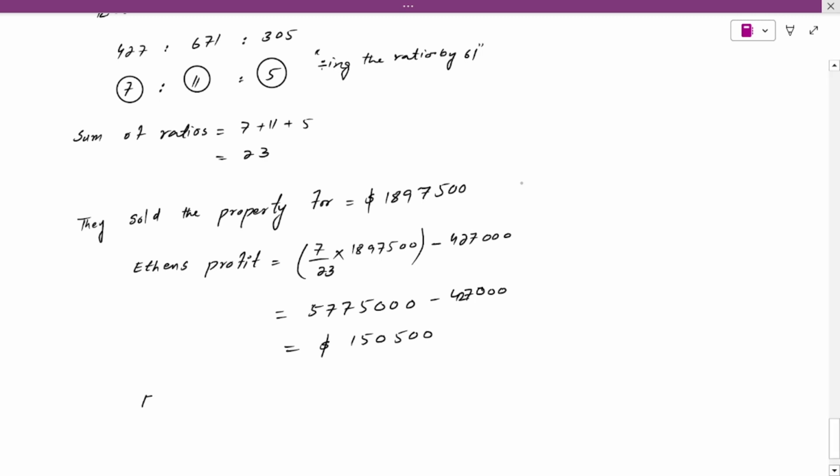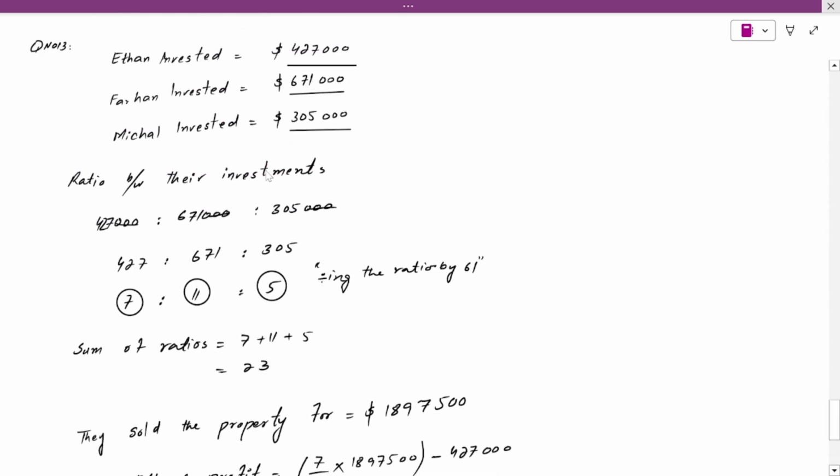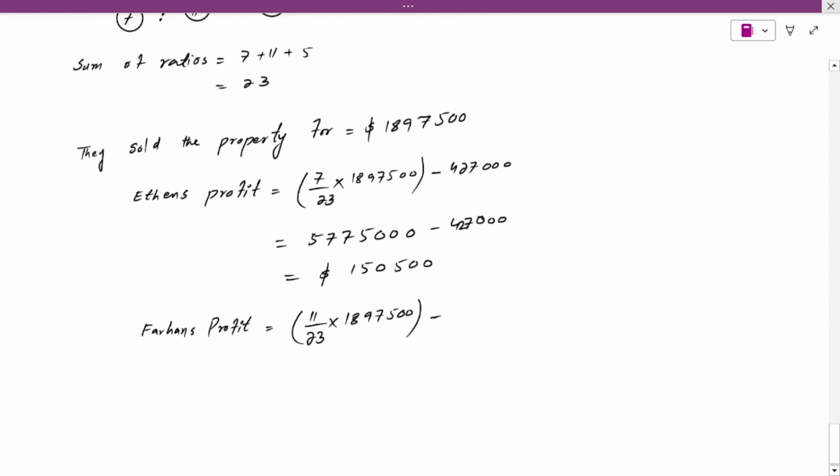Now Farhan's profit. Farhan's profit is, the ratio of Farhan is 11 divided by the sum of ratio 23, times the selling price of the property, 1,897,500. From this amount we subtract the investment of Farhan, which is $671,000.